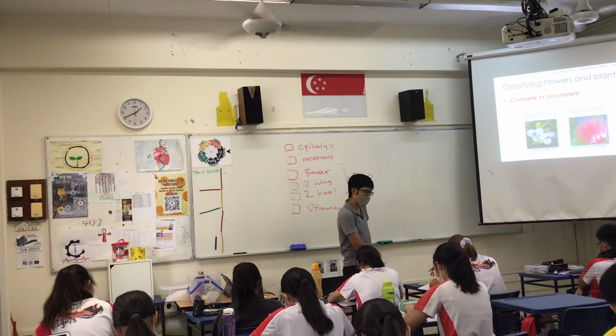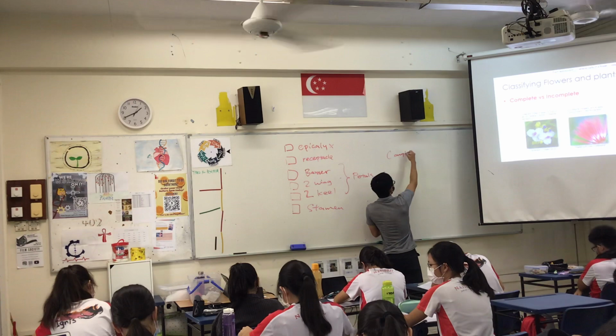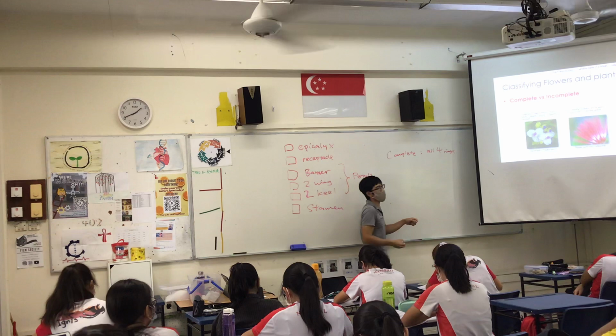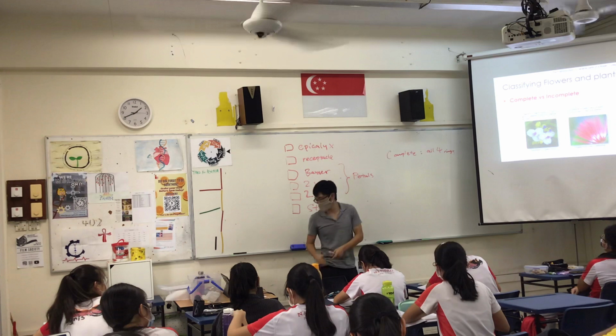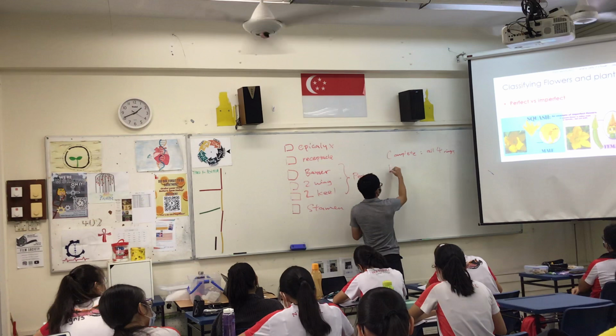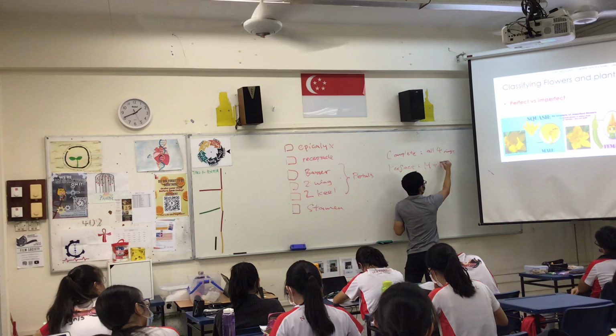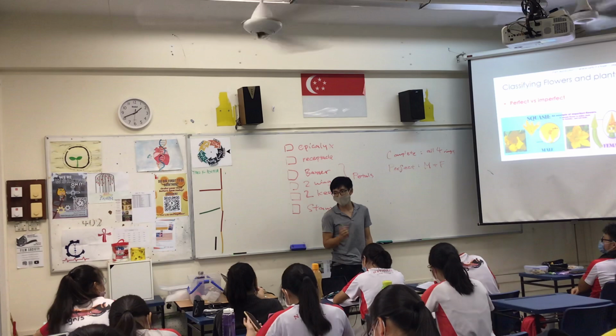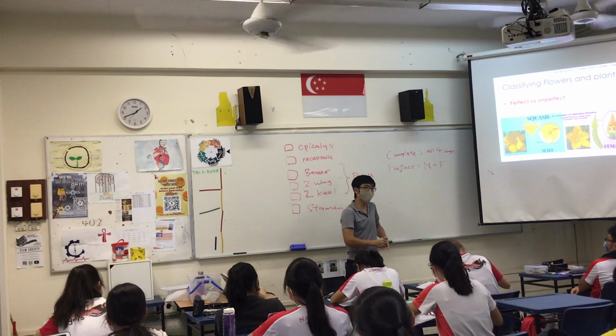There are several kinds of flowers, complete versus incomplete. A complete flower has all four rings or parts. Incomplete is just missing any of the rings or more. Second, perfect versus imperfect. A flower is perfect if it has male and female parts. It is imperfect if it only contains either or. So we are all imperfect, if we were flowers.